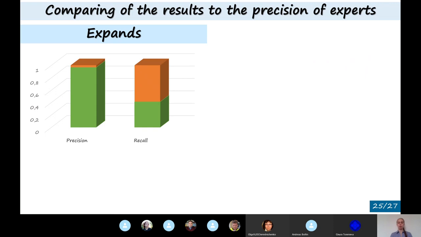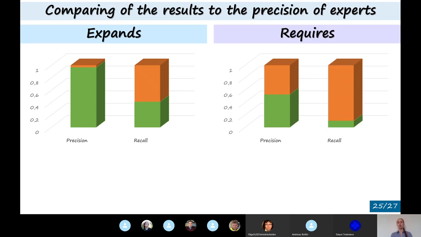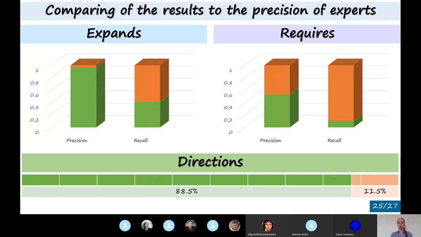However, after post-evaluation, it was also found that 92% of all determined relations were positive. In case of requires relations, the numbers are lower. 10% of automatically determined relations match the validation corpus, and 52% of all relations were defined positively. For direction determination, 88.5% of directions were determined positively.